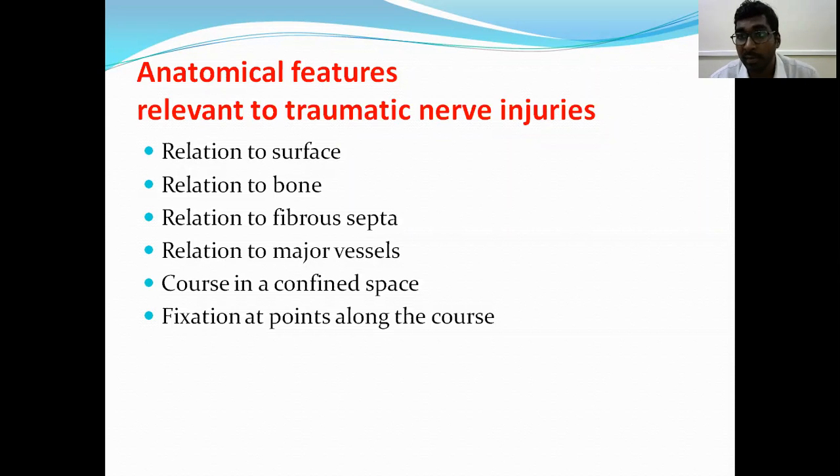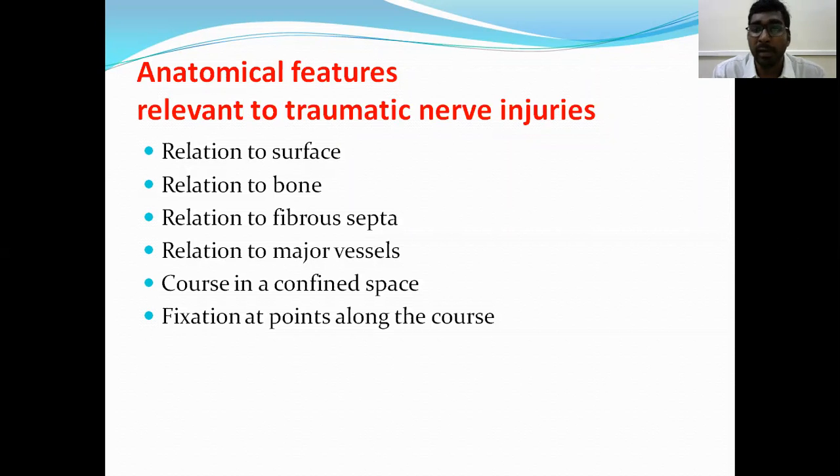In relation to major vessels, if the nerve lies closely to the blood vessels, then while operating on arteries or ligating aneurysms, you may also ligate the nerve by mistake. Of course, in confined spaces, for example, there is carpal tunnel syndrome. Carpal tunnel is a closed space, and Guyon's canal is a closed space. Likewise, in the foot, the flexor retinaculum is also a closed space. So nerves in closed spaces are more prone to compression type injuries.